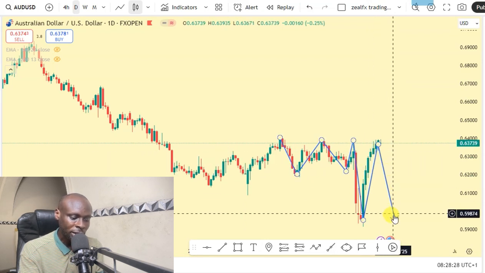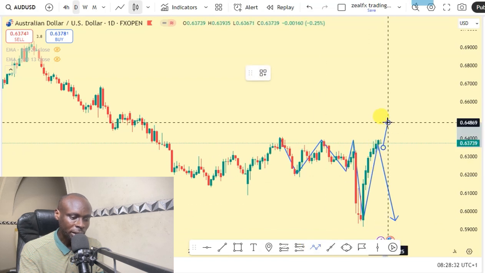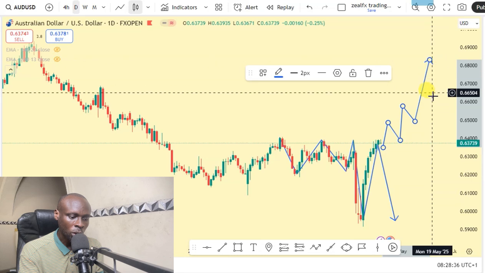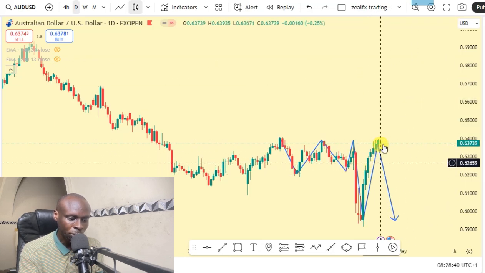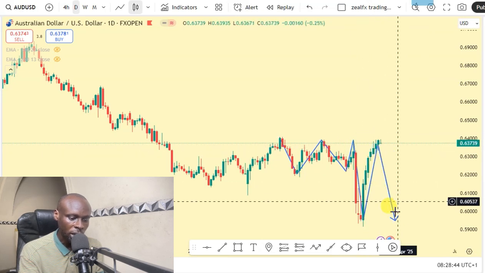For our buying scenario for the Australia USD, we expect price to break above this high, where we expect a retest, then look out for a possible buying opportunity for the Australia USD. So this week, we are still looking for a selling opportunity on the Australia USD. So long as price remains inside this level, we expect a selling opportunity for the Australia USD this week.